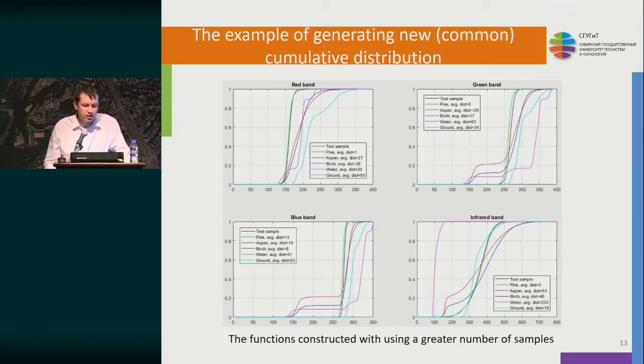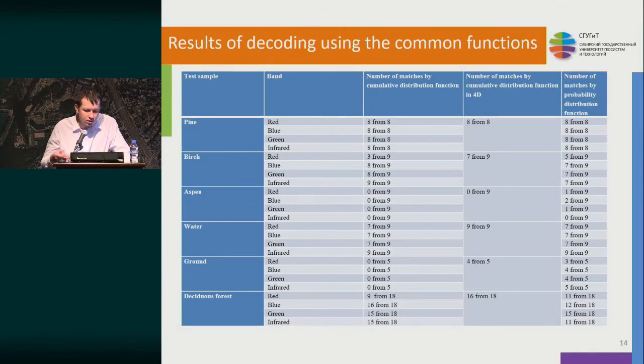Let's see what happened with new types of reference samples. Again, this is the cumulative distribution function graphs based on several or combined reference samples. So it becomes a well-curved graph for different bands. And these are results of decoding using the common functions.